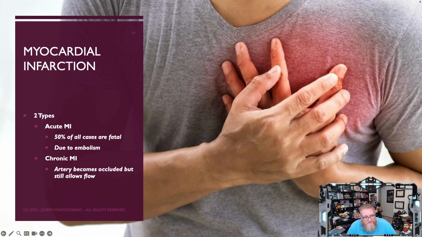Fifty percent of all cases of acute myocardial infarction are fatal. This is usually due to an embolism. Chronic myocardial infarctions occur when the artery becomes occluded but still allows flow. So acute myocardial infarction, embolism immediately blocks. Chronic myocardial infarction, it slowly blocks over time until finally something happens.